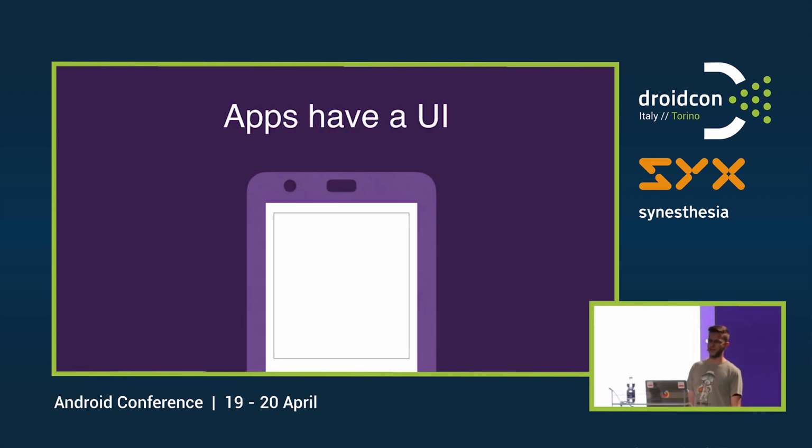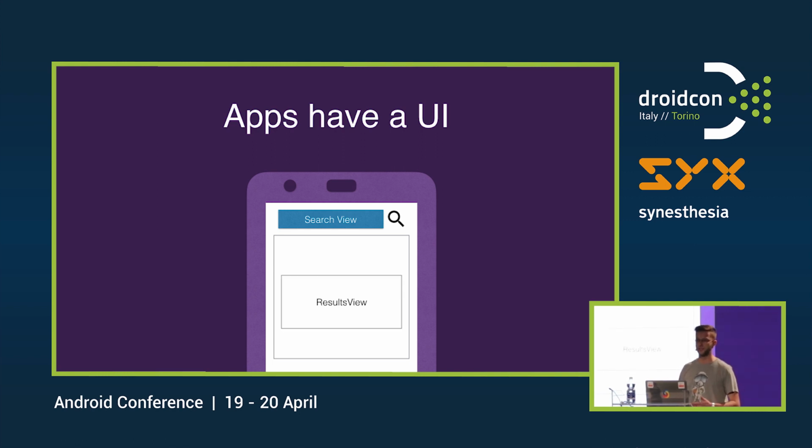So all Android apps have a UI. And a UI is usually made up of many different views. So we have a search view where someone can type something. We have a result view, which we can then show results to the user. Because it's a real app, we could also have an error view and a loading view. And even a UI that's as simple as just showing results really is made up of 4 different views.